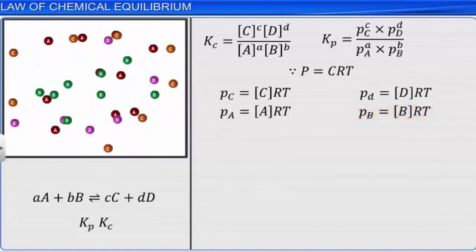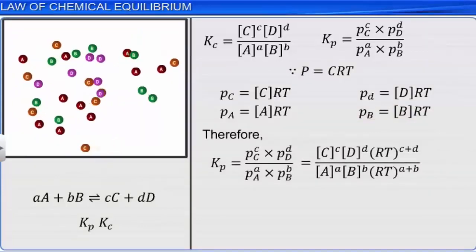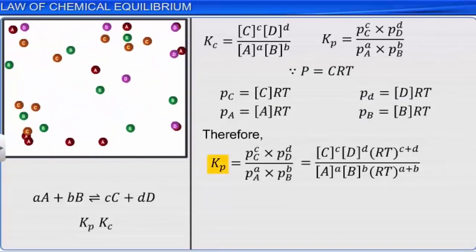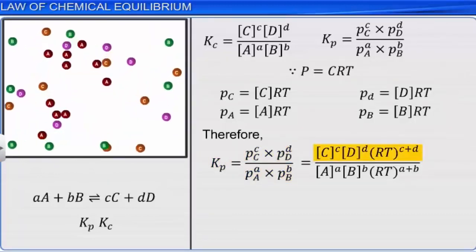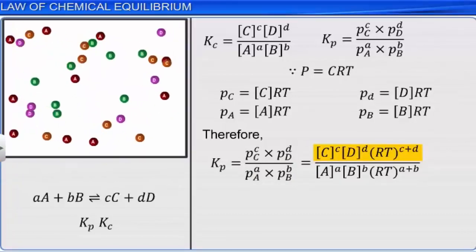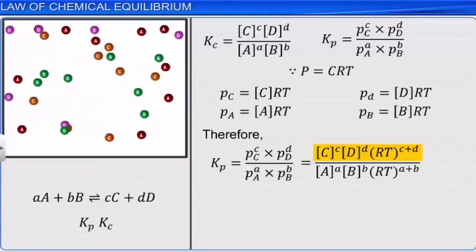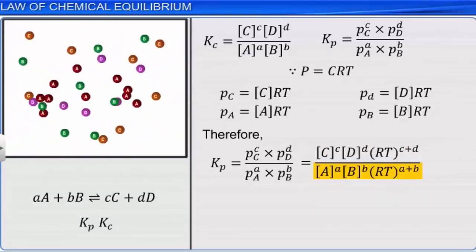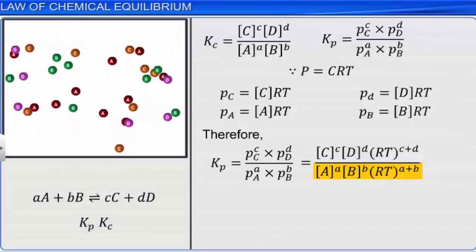Therefore, the equilibrium constant can be written as Kp equal to the product of the concentration of the products, [C] raised to the power of c, the concentration of D raised to the power of d, multiplied by the product of R and T raised to the power of c plus d, divided by the product of the concentrations of the reactants, [A] raised to the power of a and [B] raised to the power of b, multiplied by the product of R and T raised to the power of a plus b.